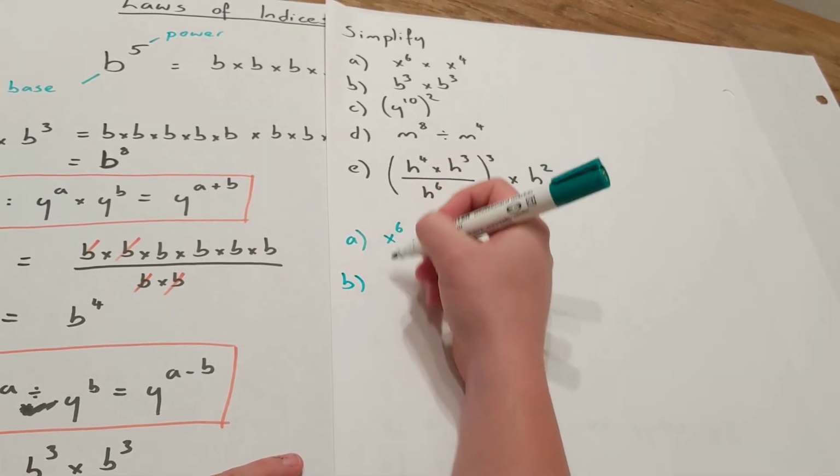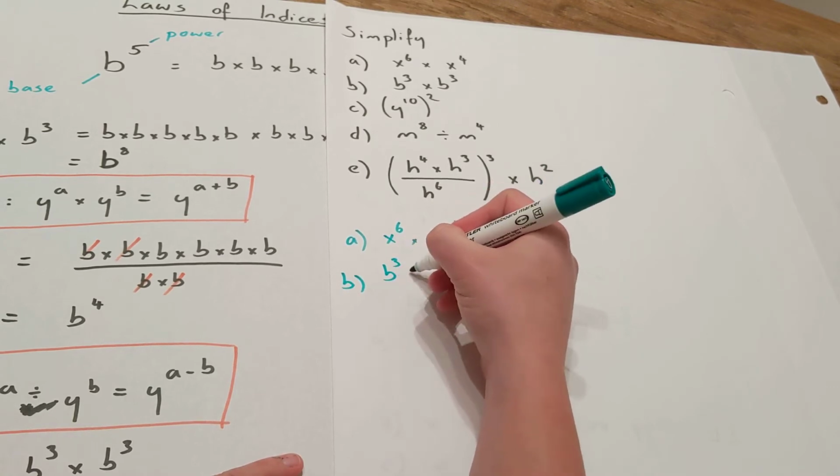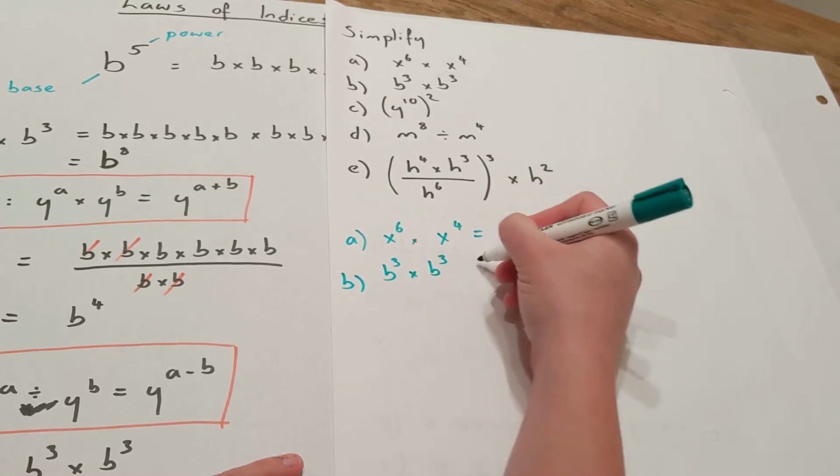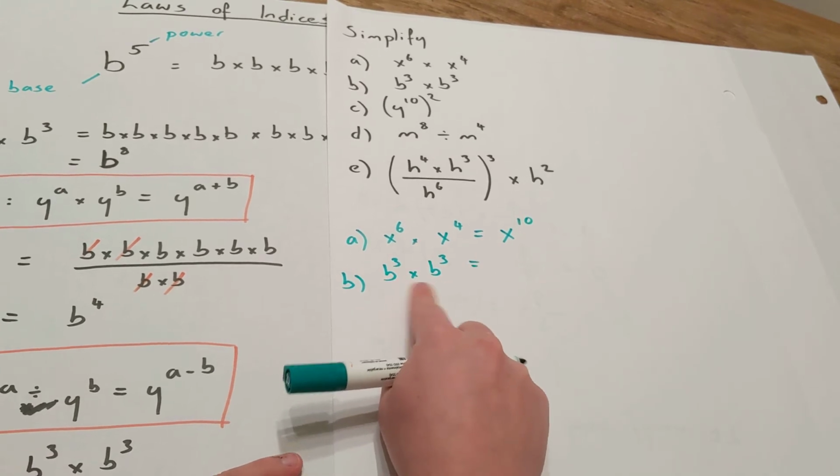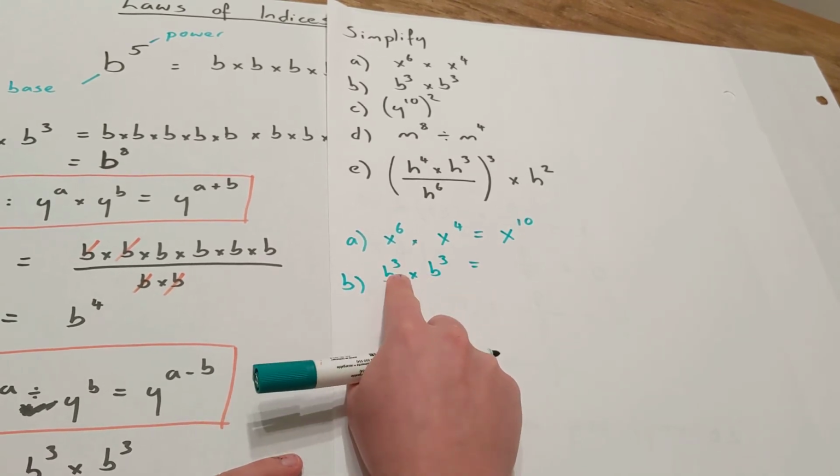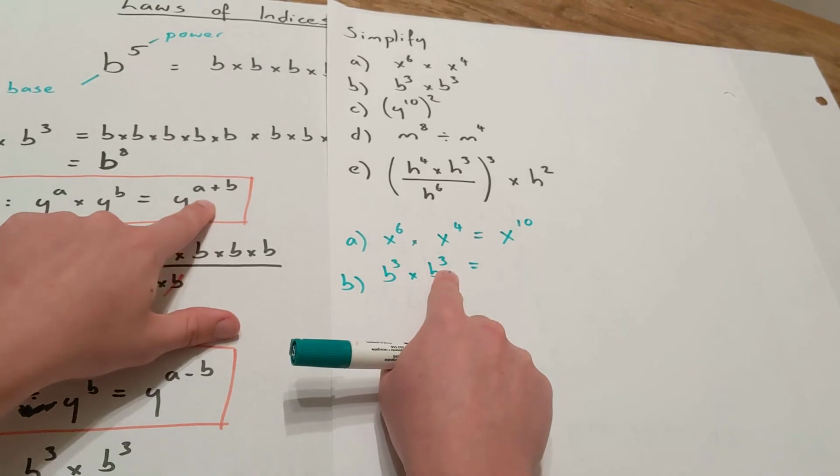B, we've got b to the power of 3 times b to the power of 3. Again, they're the same base, so we can use our laws. Okay, so we've got a power times a power, we add them.